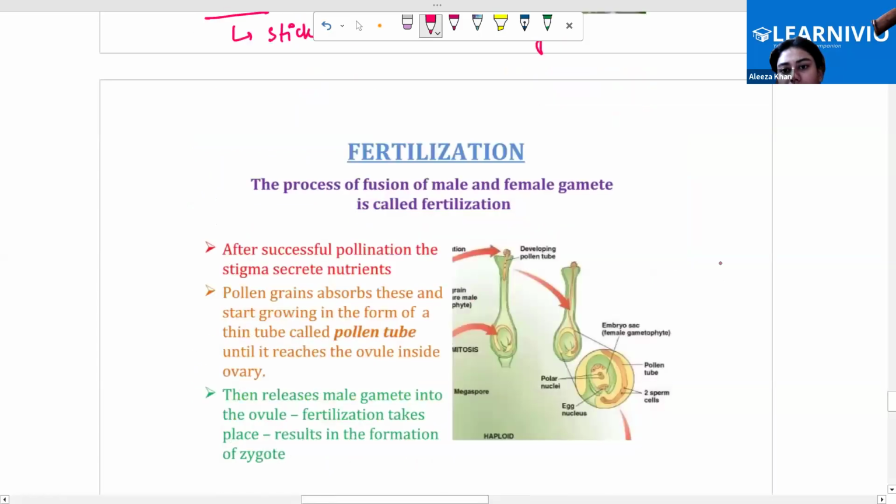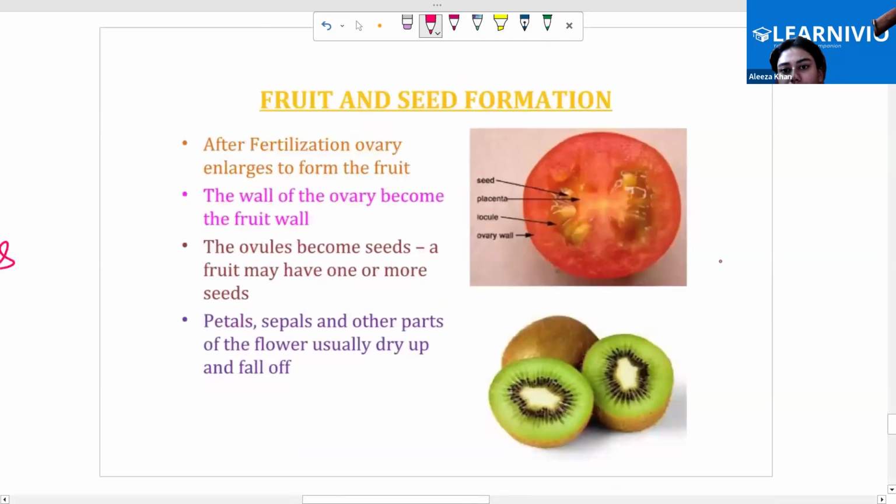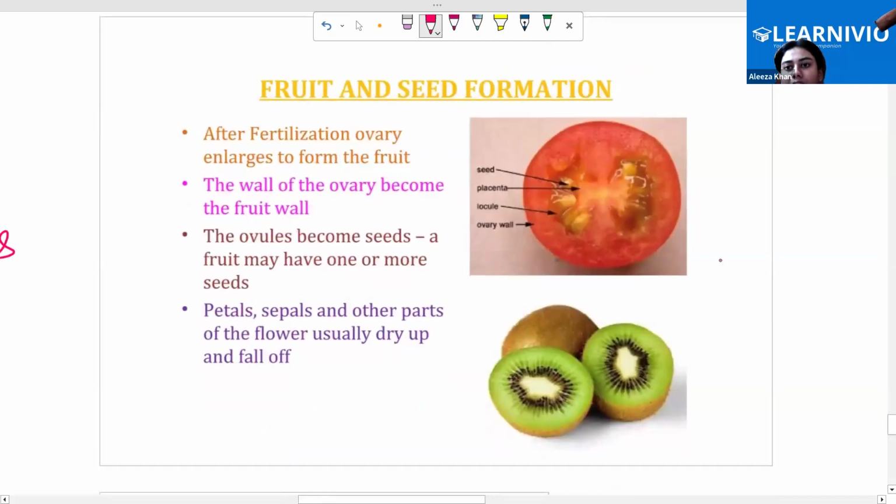So fertilization we have already done. Now coming on to the seed and fruit formation. So which develops into seed and which develops into fruit? Ma'am, ovary develops into the fruit and ovule develops into the seed.